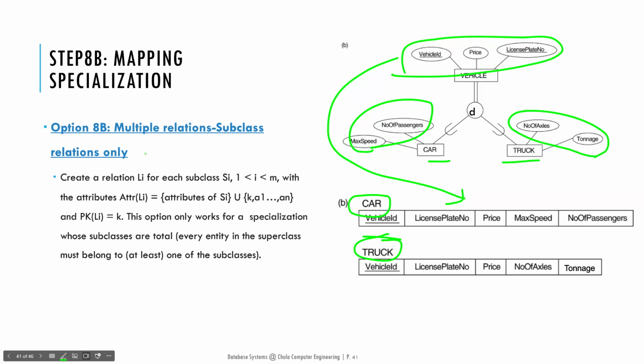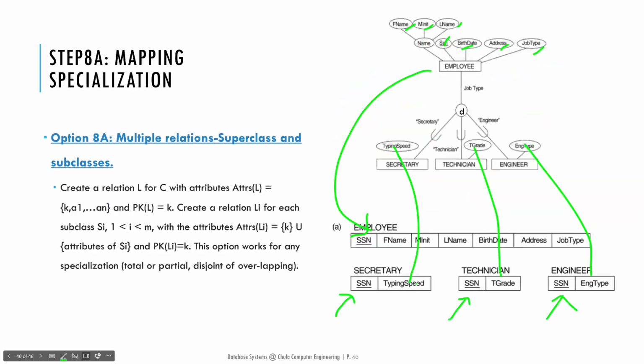So when we say subclass relations only, it means maintain just the subclass and take all the attributes that belong to superclass, add them to each one of the subclass. So now your relations only have these 2 lines, which is different from the first one, because the first attempt you have 4 relations altogether, right?